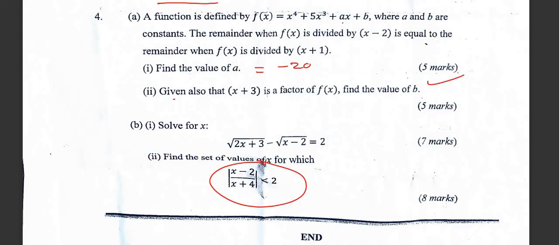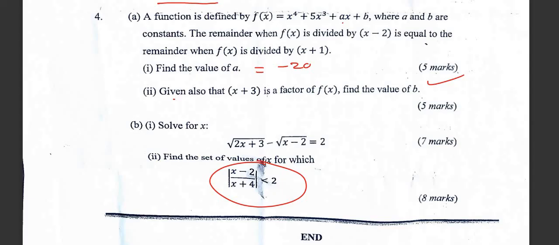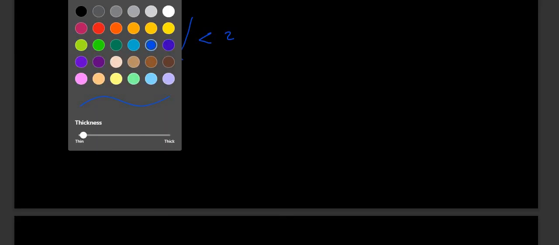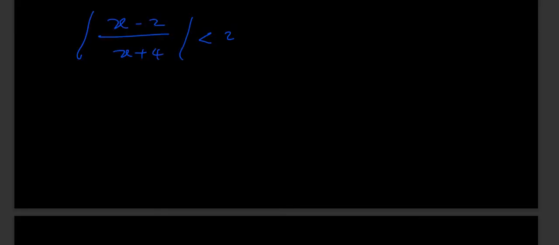So the easiest thing to do here, where they've given you |x minus 2| over |x plus 4|, this whole thing is less than 2. The first proper thing to do is to remove the modulus expressions, or even distribute them. It's okay to just distribute them. You can just write it like this.